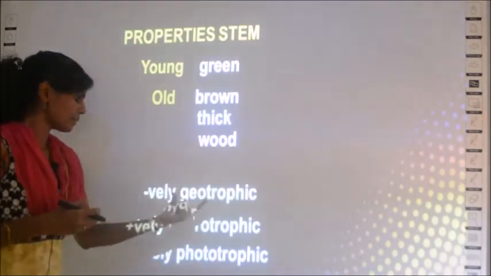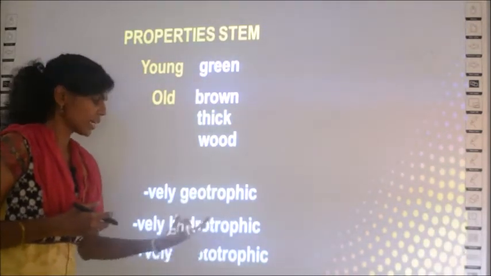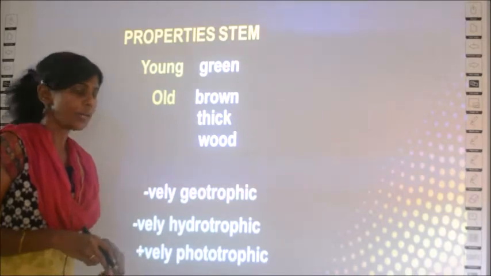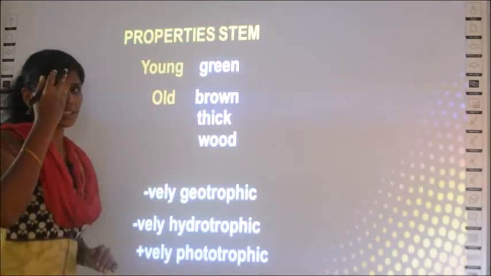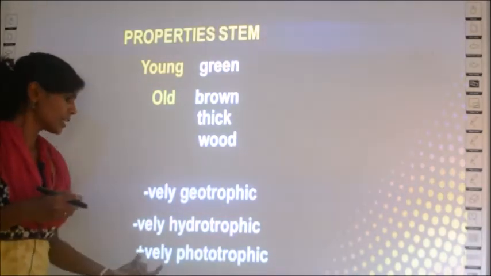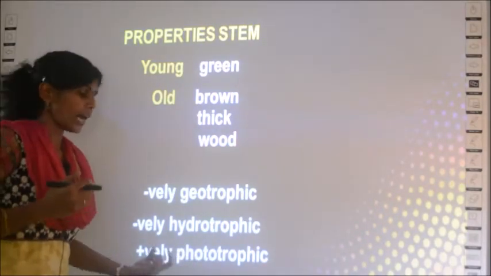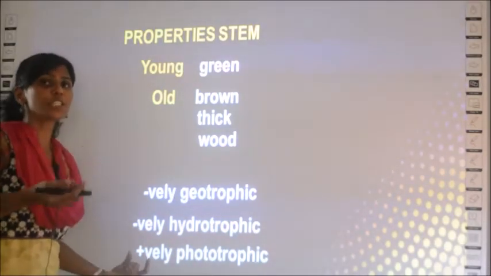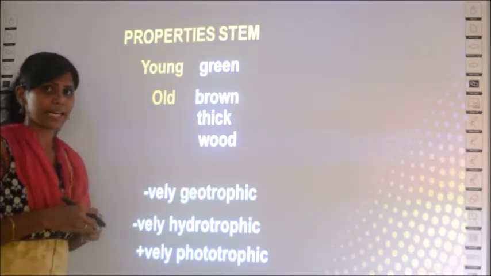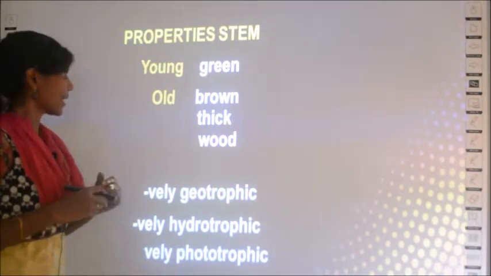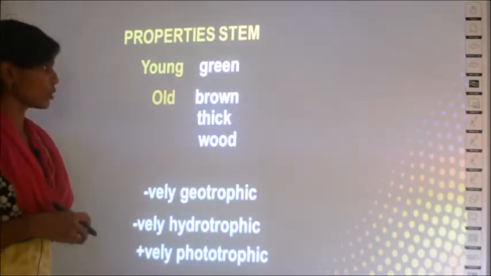These two, gravity and water, are underground, and the stem will grow against them in the upward direction, whereas light is above the ground and the stem will grow positively, that is towards the direction of the light, in the upward direction. So these are all the properties of the stem.